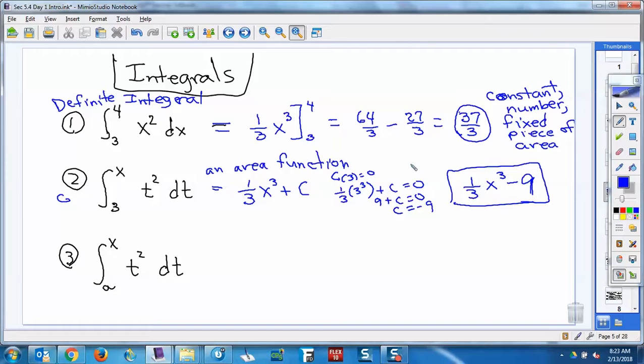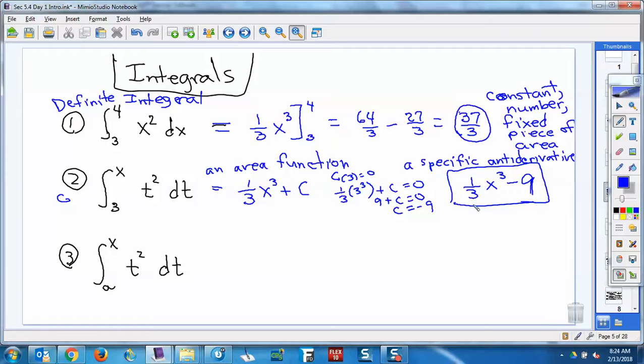So this is a specific antiderivative is what it is. It's an area function, but it's a specific, a unique antiderivative of this function in here. Okay? So that's very different. So understand the difference here.